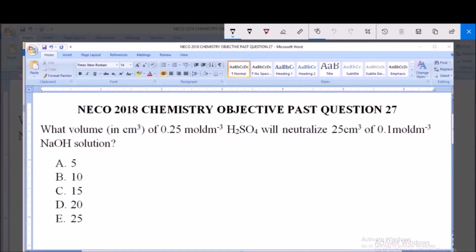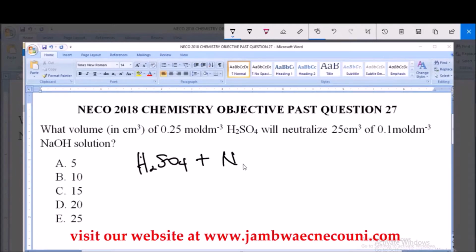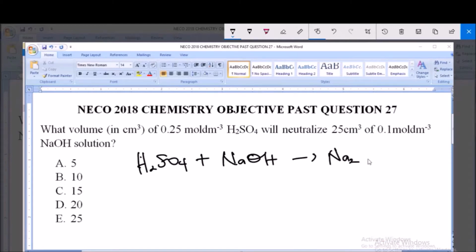Now let's briefly write down the reaction. That's the equation of this reaction. So we have H2SO4 plus sodium hydroxide, and this will give us sodium sulfate salt plus water. Now let's balance this reaction. So we'll have 2 here, and then we'll have 2 here. Now this is a balanced reaction. So 1 mole of this acid reacts with 2 mole of this base. It neutralizes 2 mole of this base.